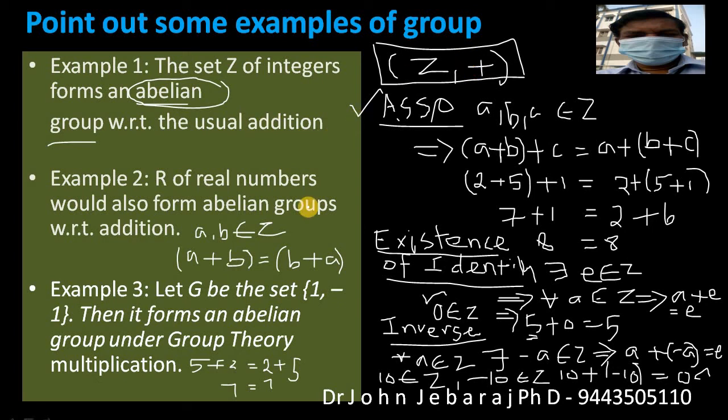Okay, so in a similar way we can prove the second example also, that the set of real numbers is an abelian group with respect to addition. With respect to multiplication also. So the second example I am talking about, R comma plus is an abelian group. Similarly, R comma multiplication is also an abelian group. So the students have to prove all these things.